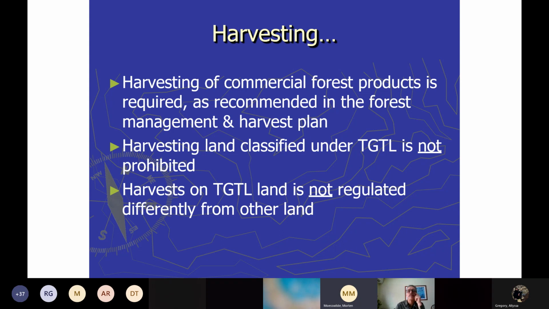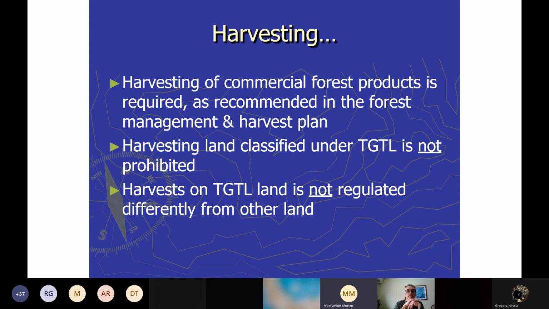However, it's also important to understand that harvesting on lands that are enrolled in tree growth is not regulated any differently from other land. The regulations that apply normally to timber harvesting are just the same on tree growth as they would be on other forest land. If you're interested in regulations, we do have presentations and information that can describe those requirements in separate presentations and separate information.